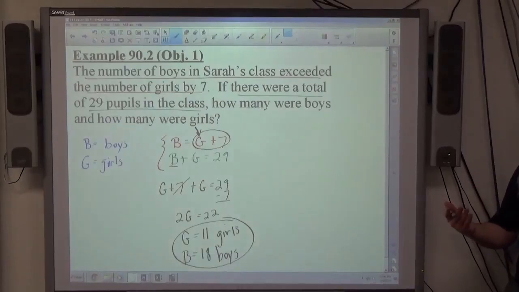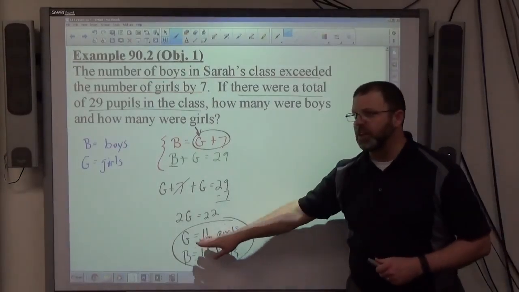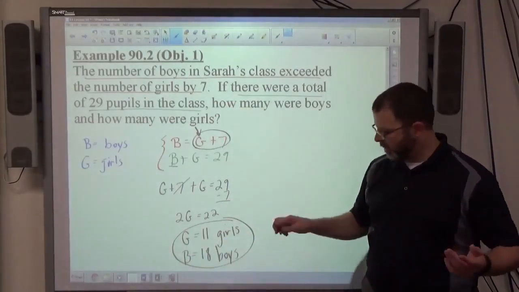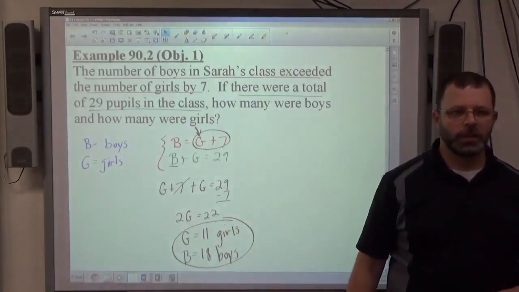And again, if we verify the two facts, there's supposed to be 7 more boys than girls. 18 is exactly 7 more than 11. There's supposed to be 29 students. 18 and 11 make 29. So that verifies our solution as being correct.